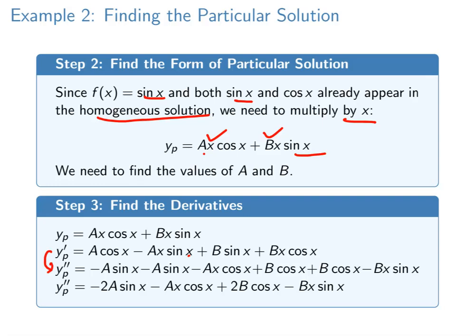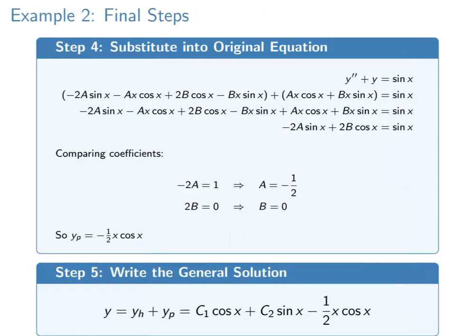So yp'' is equal to minus a sin x minus a sin x minus ax cos x plus b cos x plus b cos x minus bx sin x. So that will be minus 2a sin x minus ax cos x plus 2b cos x minus bx sin x. Now we have to plug that into the original equation. This is my original equation. After plugging, we will get this.